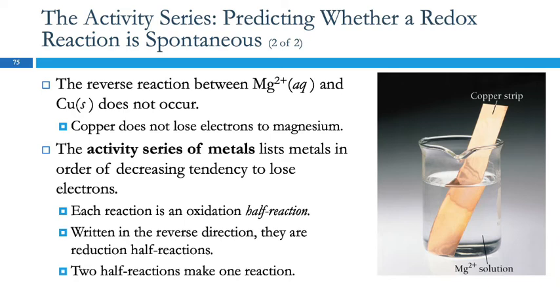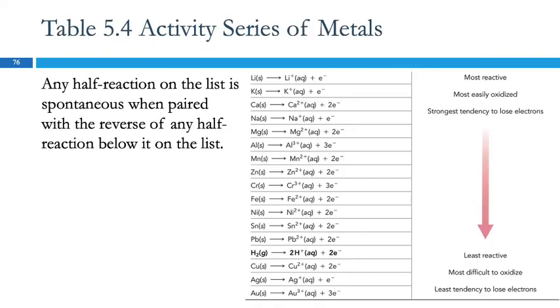So if you are comparing two metals and you want to see which one is going to leave with the girl, is going to have the charge, the one who's higher up on the list is going to win. So each of these reactions would be a half reaction. Let's just go to this list.